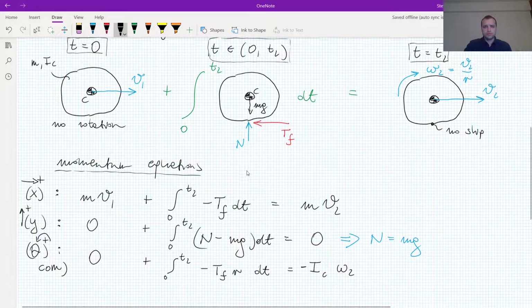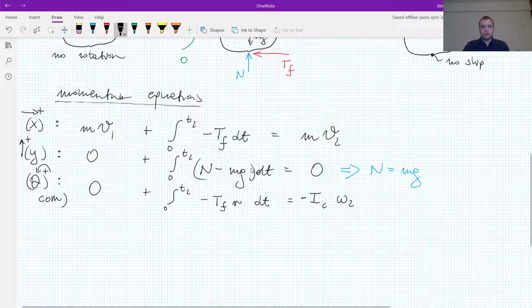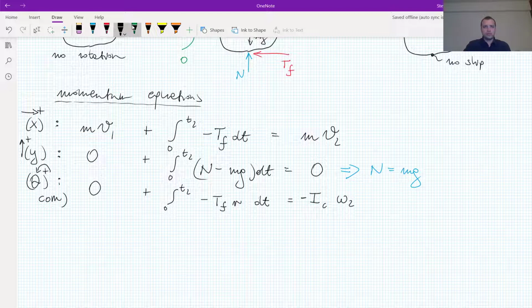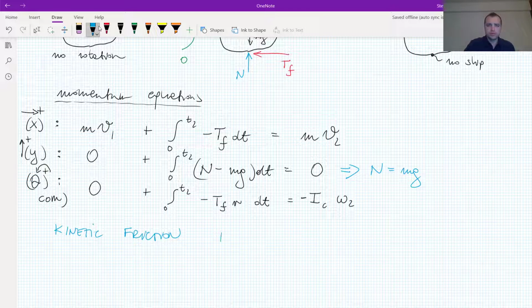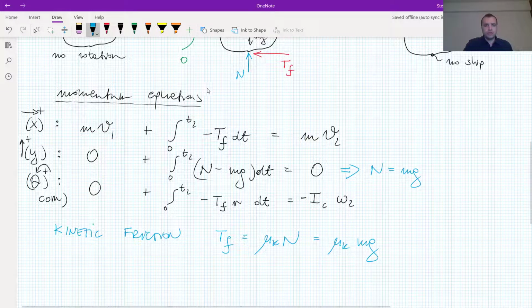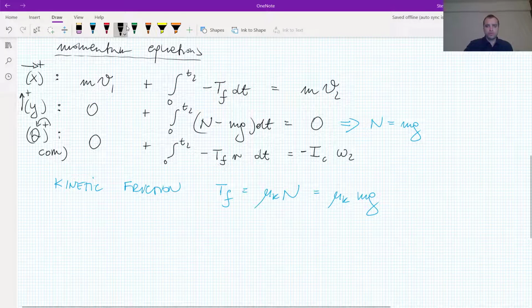Okay, guys. So let's see what we have in here. I think we have 2 equations and 2 unknowns. But before we get there, we can also introduce our friction law, because in this system we have a kinetic friction. So Tf is equal to mu k N, and N is equal to mg, so it will be mu k mg.